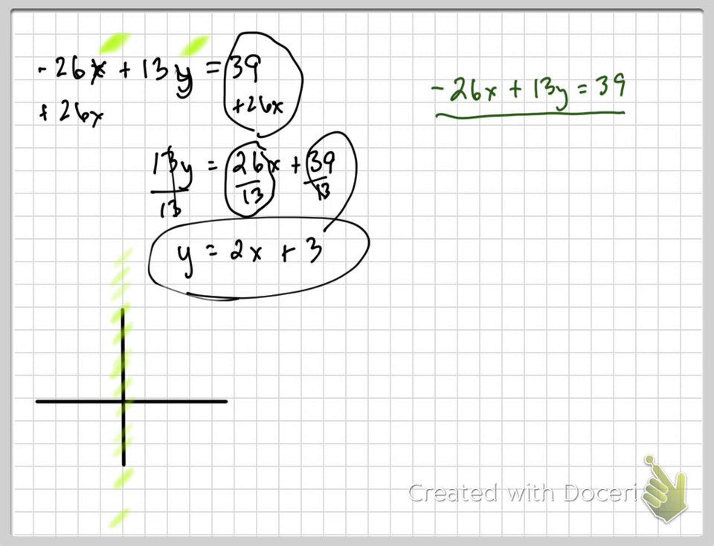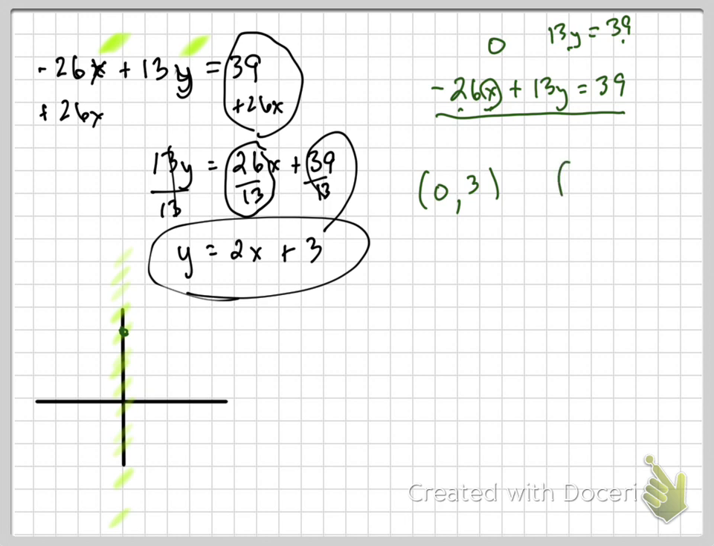So if I wanted to know my y-intercept, what could I plug in for x? Zero. So a negative 26 times 0 is just 0. So that leaves me with 13y equals 39. Divide by 13, divide by 13, and I would get y is equal to 3. Hey, there's my y-intercept, 0, 3.